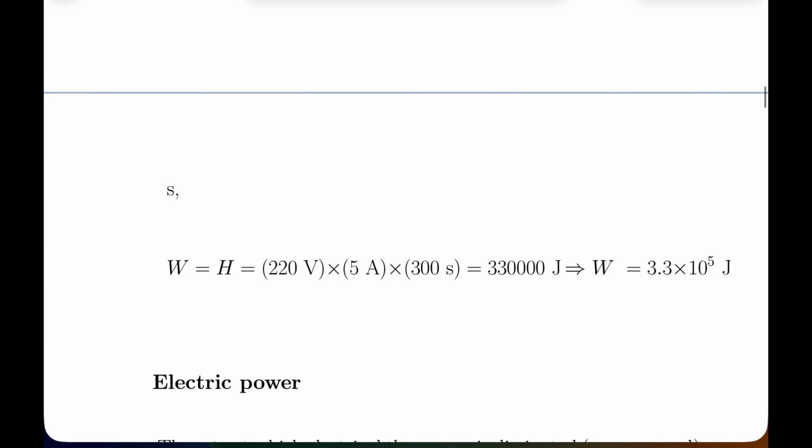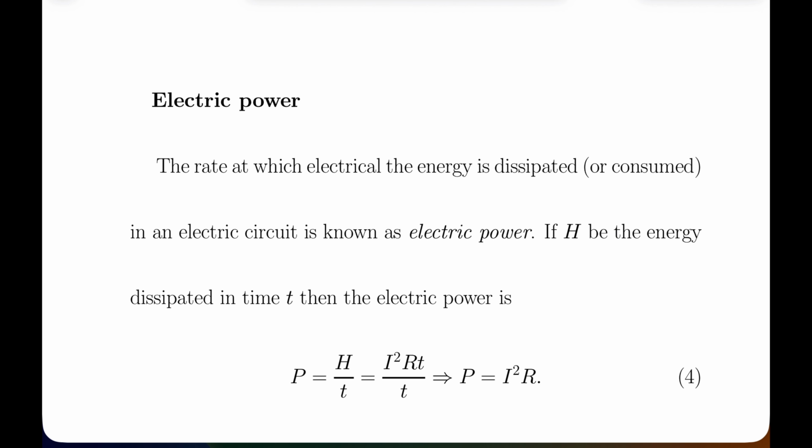Electric power. The rate at which the electrical energy is dissipated or consumed in an electric circuit is known as electric power. If H be the energy dissipated in time t, then electric power is defined as the ratio of H and t. So P is equal to H upon t. H is equal to I square Rt. So this is I square Rt upon t. So P is equal to I square R.